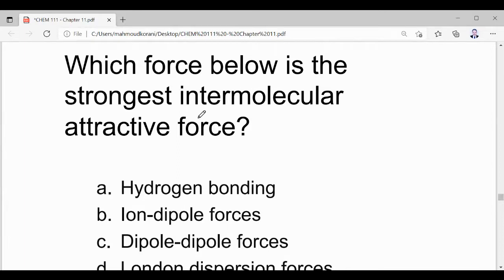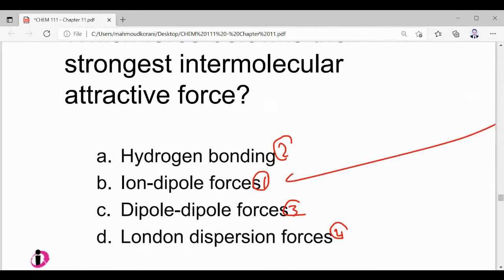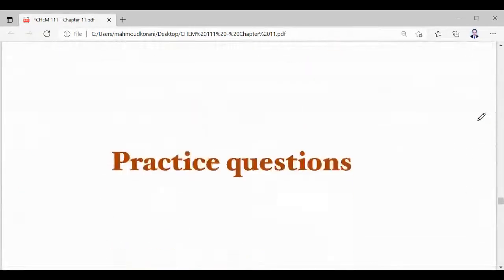Which of the forces below is the strongest intermolecular force? It's ion-dipole interaction. I have already told you that. This is number 1, this is number 2, this is number 3, and this is number 4, the last one. So the right answer here is ion-dipole forces.